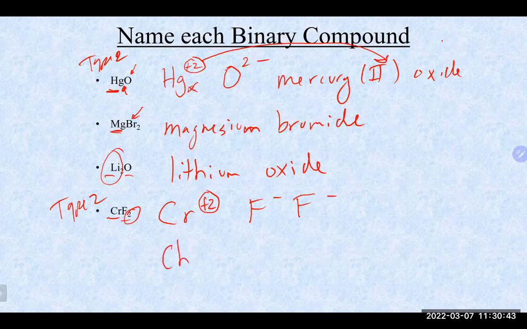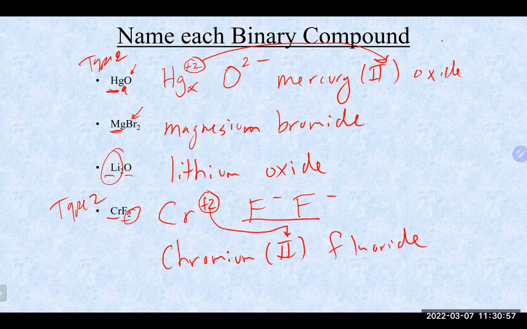That would then give us chromium Roman numeral 2, again for the charge. And even though we do have 2 of these, no effect on the name, no prefix or anything like that. So fluoride here, chromium 2 fluoride. Any questions on type 1 or type 2 naming? Again, the key here is really the metal. So whenever a metal is involved, that's really what's going to help you determine how to properly name it, and whether or not you should put Roman numerals.